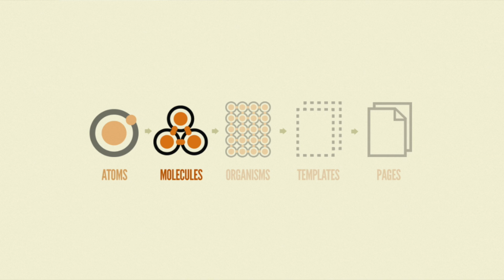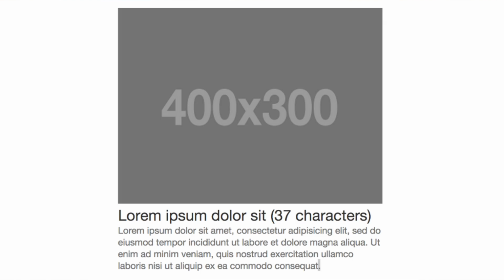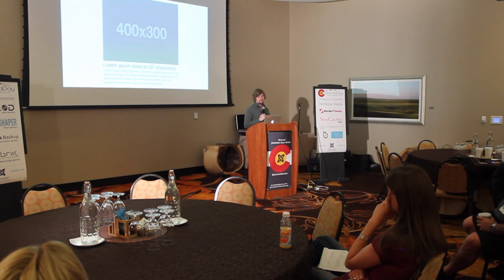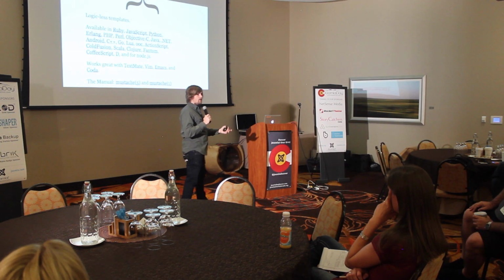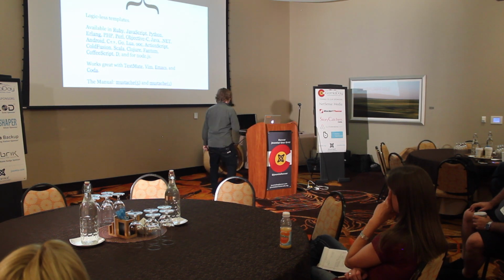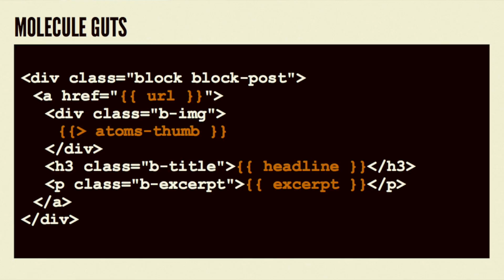But then at the molecule level, this is where we start constructing widgets like this, or this one. This is for a project we did for Time Inc. This is a pretty basic component: a nice little thumbnail image, headline, and some excerpt text. The way that we're constructing this is using a templating language called Mustache. Pattern Lab 2, which just came out recently, now supports things like Underscore, Twig, and other templating engines, which is cool. But in order to make this thing, we make something like this.